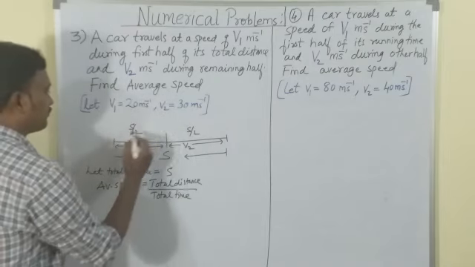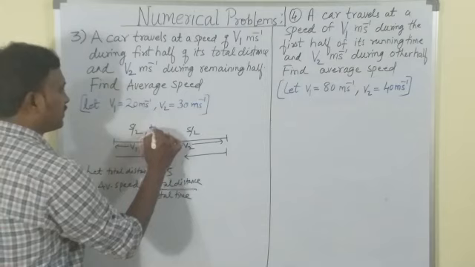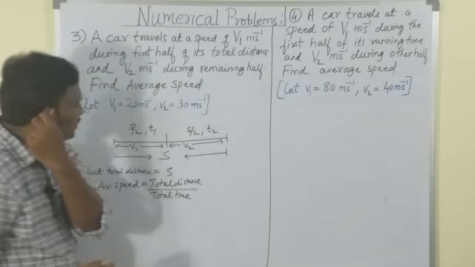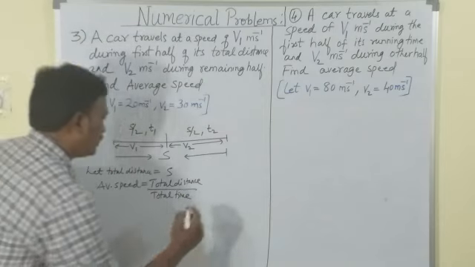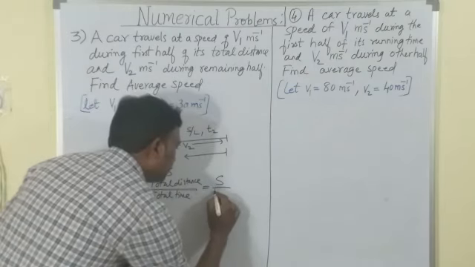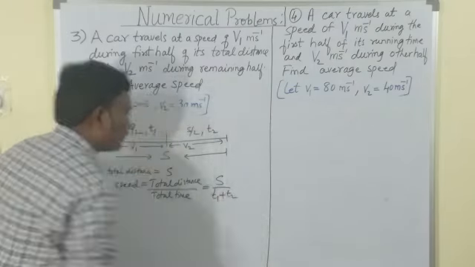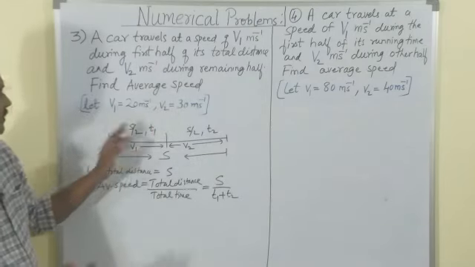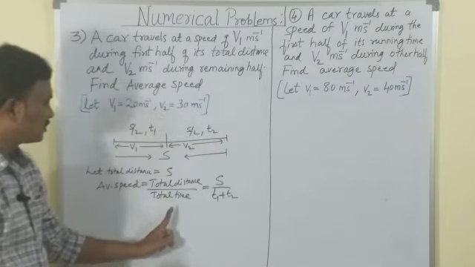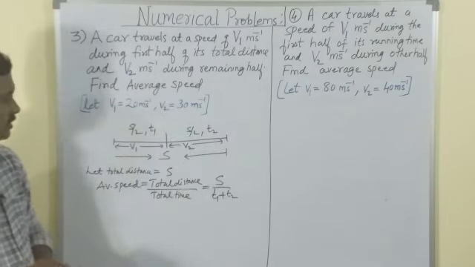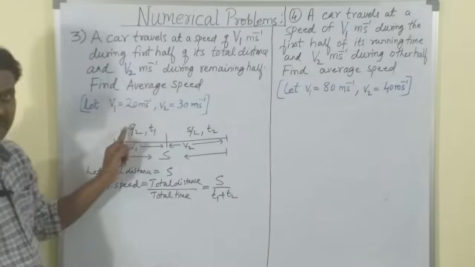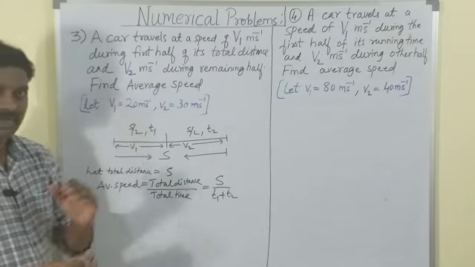Let me say that the time for the first case is t1 and the time taken in the remaining half is t2. So the total time will be t1 plus t2. If t1 is the time taken for the first half of the distance and t2 is the time taken for the second half, then the total time is t1 plus t2. Now you have to find the values of t1 and t2 in terms of s by 2 and v1. Let us try to find out.